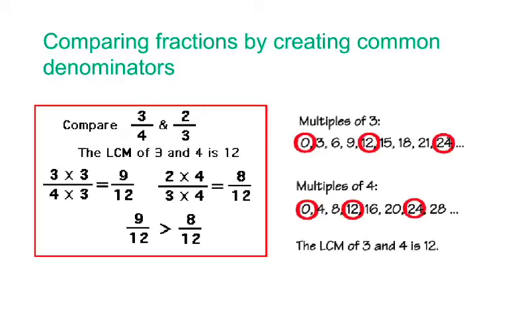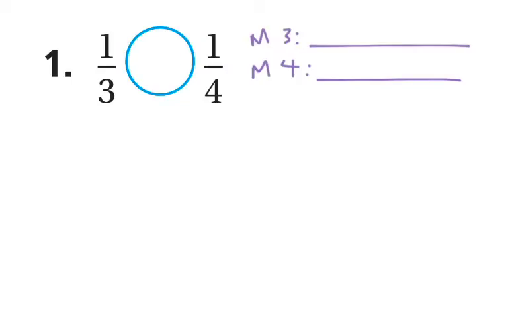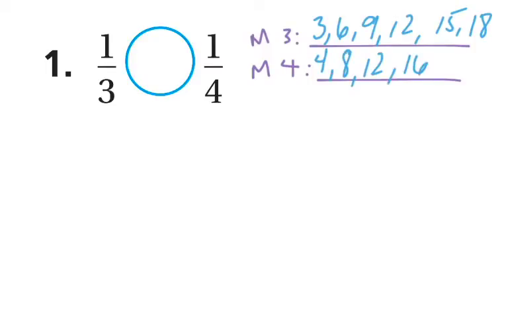Okay, without further ado, let's get right into this lesson. The first fractions we're comparing are 1/3 and 1/4. Now some of you may say, oh, we have the same numerator, so we could just reason it out. But what we're going to do is list common multiples of 3 and 4. For 3, I have 3, 6, 9, 12, 15, 18. And for 4: 4, 8, 12, 16, 20, 24.